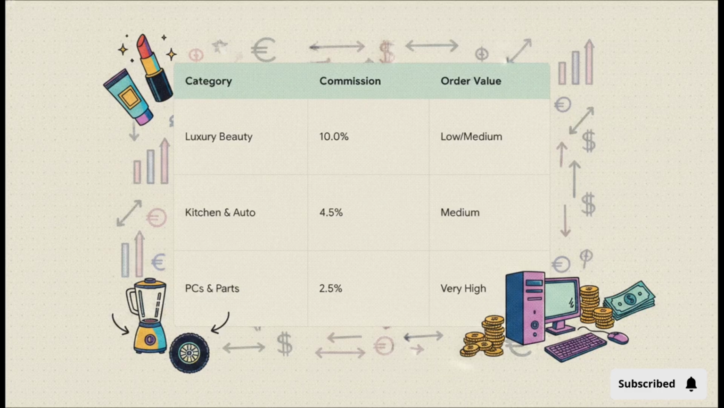This is where it gets really interesting. The niche you choose completely dictates your earnings, and it basically comes down to a game of volume versus high-ticket items. So which strategy fits you better? Luxury beauty pays a really fantastic 10% commission, but the items are generally cheaper, so you need high volume. PCs, on the other hand, only pay 2.5%. But think about it. Because a computer might cost $1,000, a single sale nets you a solid $25. Selecting a niche with a strategic balance of high order values or high commissions completely changes your overall earning potential.